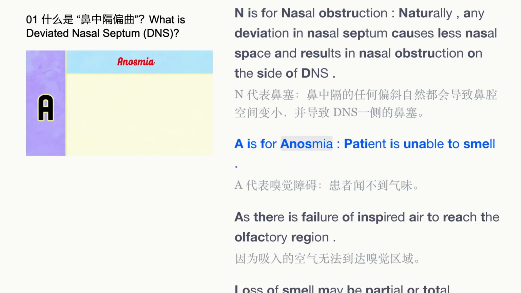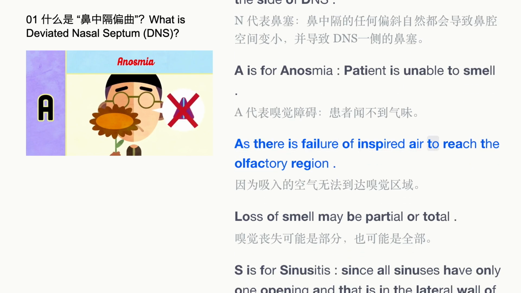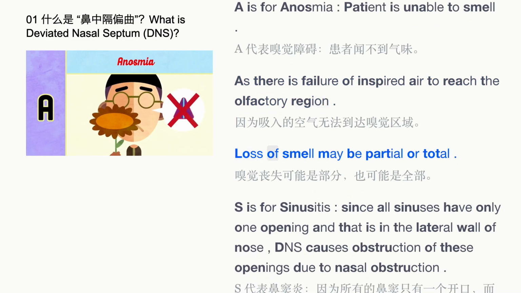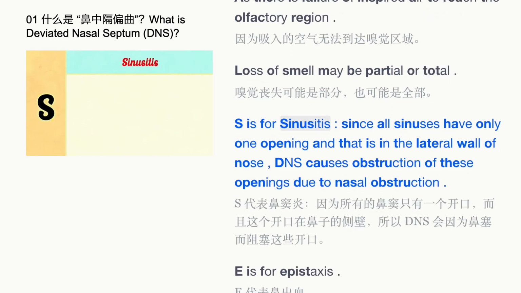A is for anosmia. Patient is unable to smell, as there is failure of inspired air to reach the olfactory region. Loss of smell may be partial or total. S is for sinusitis. Since all sinuses have only one opening, and that's in the lateral wall of nose, DNS causes obstruction of these openings due to nasal obstruction.